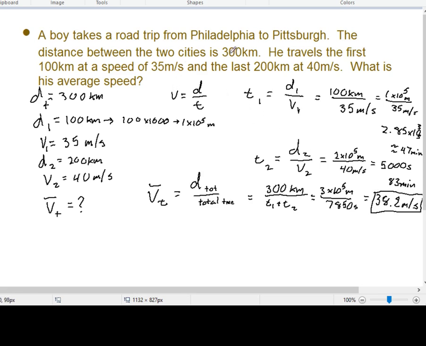Well, let's see, we were doing the first leg of the trip at 35, and then the second leg at 40, so I would expect our average speed to be somewhere in between there. If you went half and half, it would be exactly between those two numbers, right? But since more of the journey was done at the 40, the number's probably going to be closer to 40, and it is. So that's how I would solve that problem.